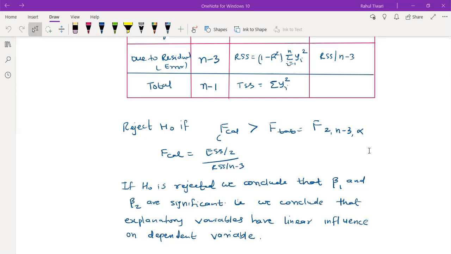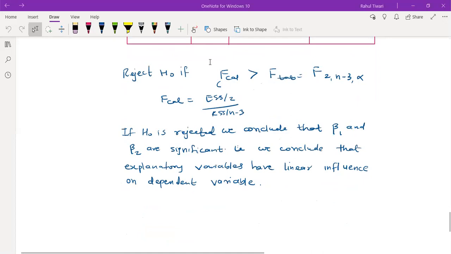No, testing is there. Maybe testing will be next semester. Testing will be next semester. So you're going to have all the conceptual things in your testing part. Okay. So you may understand how this FCAL and FTAB work.